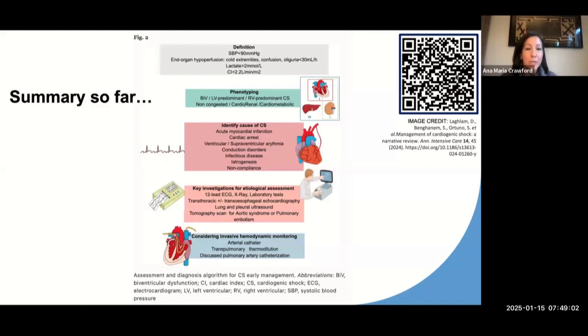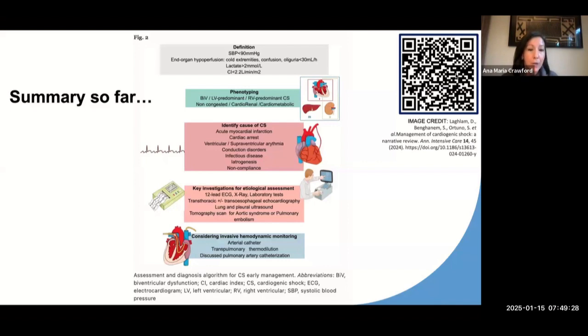We want to determine what type of cardiogenic shock this is. We want to determine if it's the right side of the heart that's having a problem. Is it the left side of the heart that's having a problem? Is it a valve problem? And we certainly want to identify early the cause of the cardiogenic shock. Is it because the patient's having an acute myocardial infarction? Did they just suffer a cardiac arrest? Is it from a dysrhythmia or arrhythmia, et cetera?